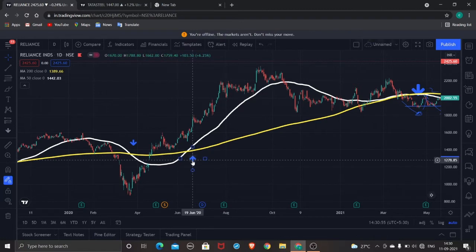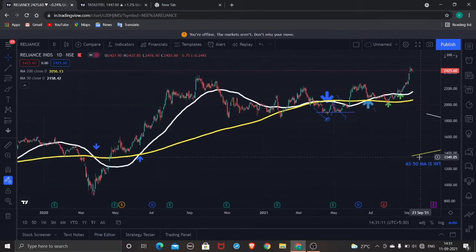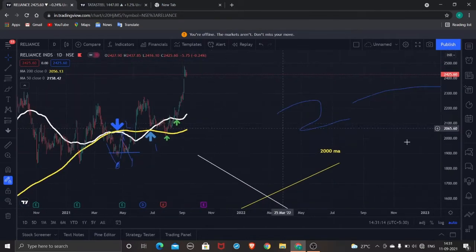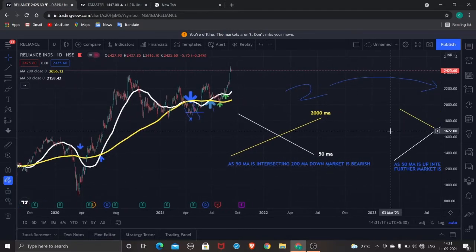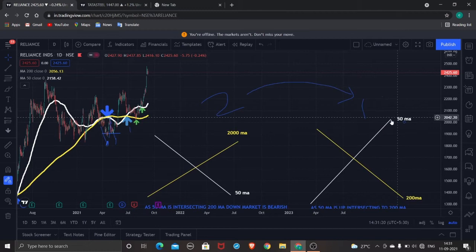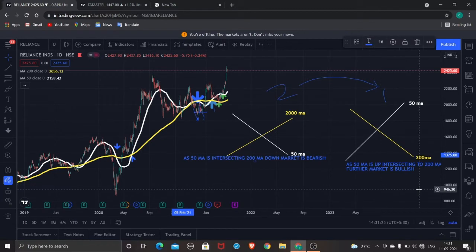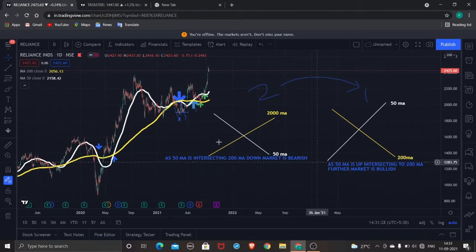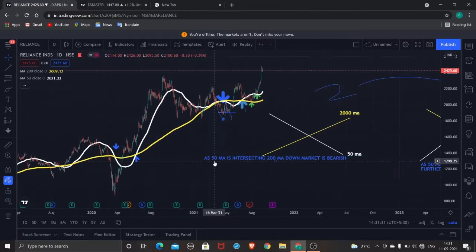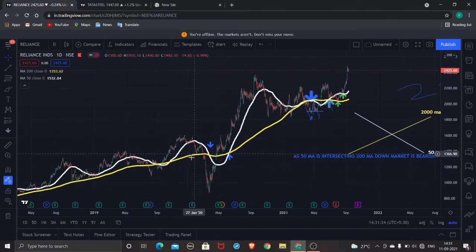we can see that the 200 moving average is down and the 50 moving average is up, in which the 200 moving average is intersecting the 50 moving average in a downward manner, or the 50 moving average is intersecting the 200 moving average in an upward manner. Let me scroll to system 1 and 2. So the 50 moving average is crossing up, the 200 moving average is crossing down. As the 50 MA is intersecting the 200 MA upward, the market is bullish. What does bullish mean? The price would increase. That's the meaning of a bullish trend and a bullish market.